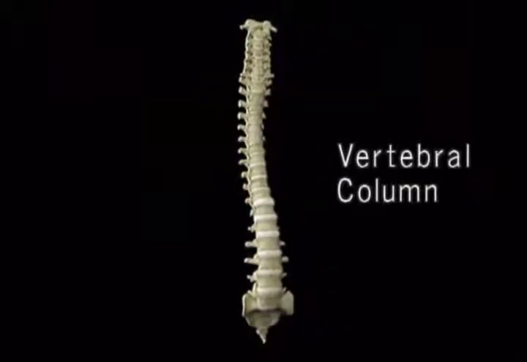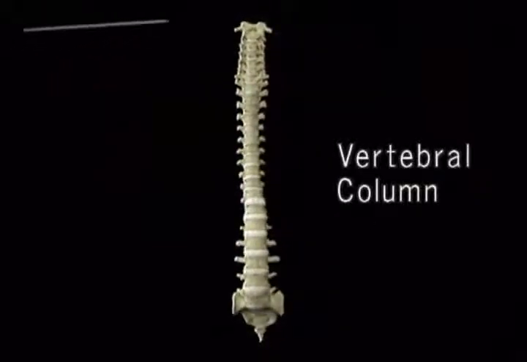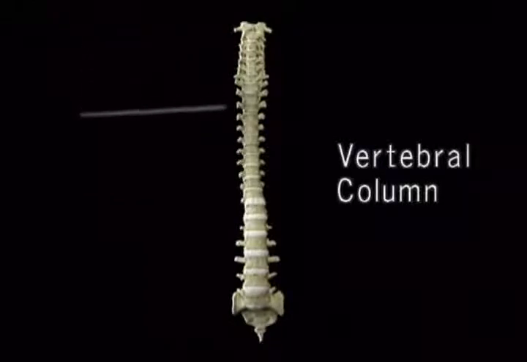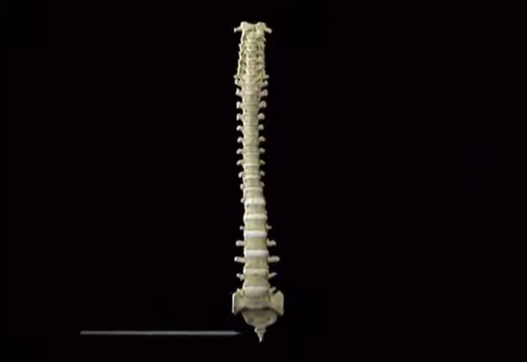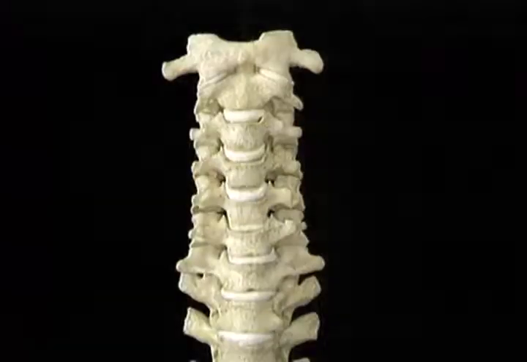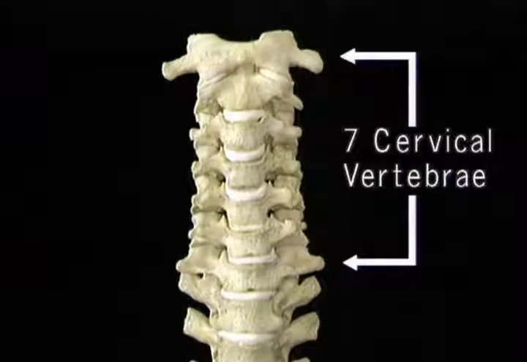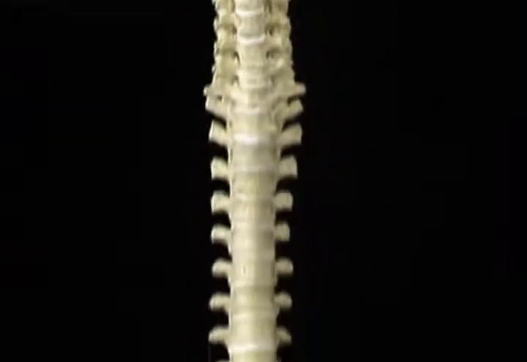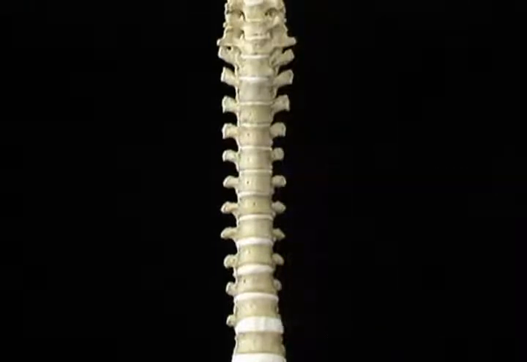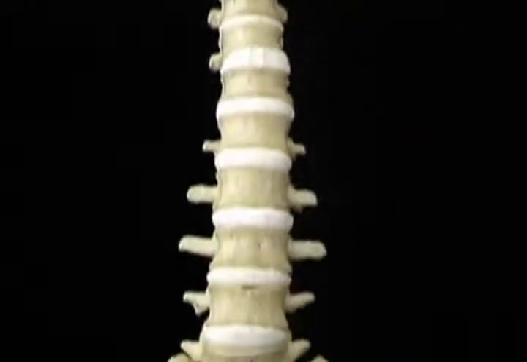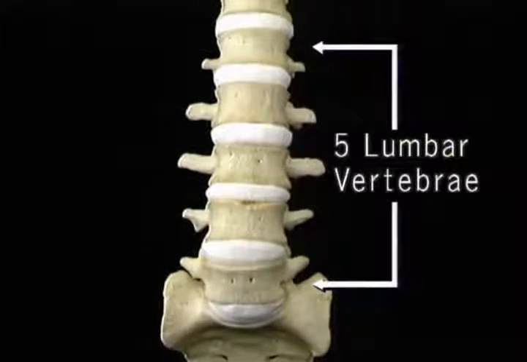Here's the vertebral column. It consists of 24 separate vertebrae, the sacrum, and the coccyx. There are 7 cervical vertebrae, 12 thoracic vertebrae, and 5 lumbar vertebrae.